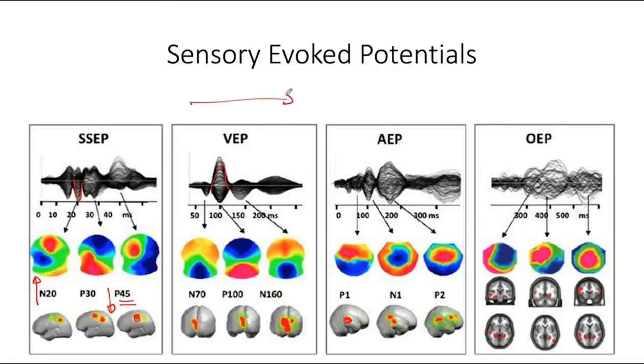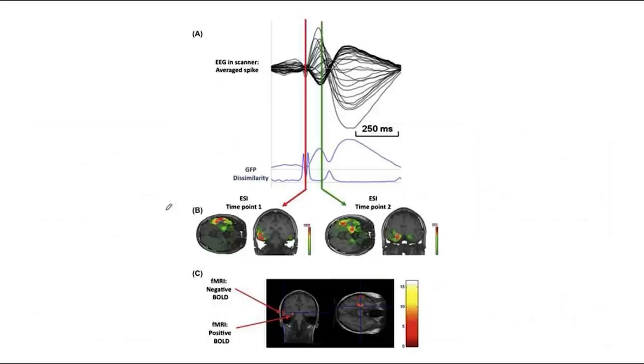The good thing about EEG is that we can see those dynamic responses, and dynamic responses within milliseconds can be detected with EEG. This is something that we cannot do with fMRI. We cannot see these dynamic changes in milliseconds with fMRI. So that is the specific quality that we have with EEG.